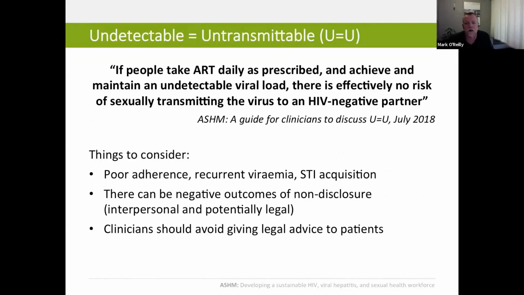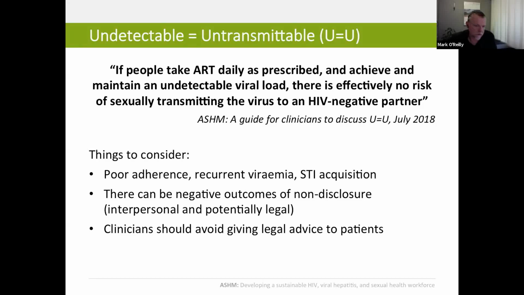And so U equals U, undetectable equals untransmittable, is a movement that got going in the United States by a gentleman called Bruce Richmond. And it's been endorsed by hundreds of HIV organisations globally. And so the ASHM Guide for Clinicians to Discuss U equals U was published in July of 2018. And what is quoted there is that if people take ART daily as prescribed and achieve and maintain an undetectable viral load, there is effectively no risk of sexually transmitting the virus to an HIV negative partner.